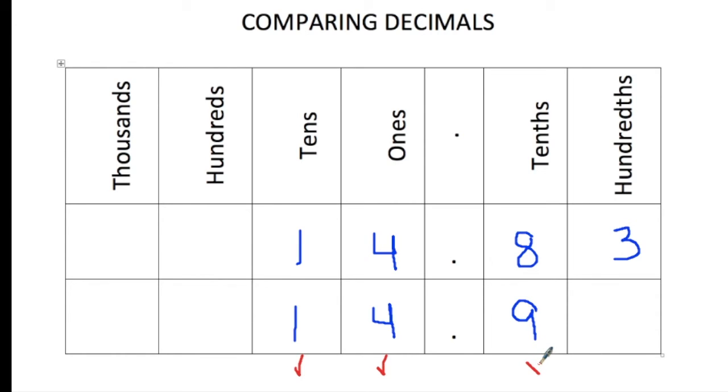And in the tenths, there is an 8 and 9, which means they are different, so I am going to stop here. I am not going to look any further. So I'm going to compare those two numbers. I know that 8 is less than 9. So I'm going to go ahead and write out these numbers. My first number, 14 and 83 hundredths, is less than 14 and 9 tenths. Again, that's because we compared that tenths place value here.